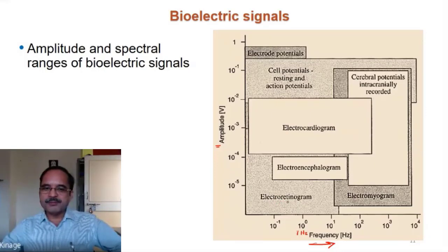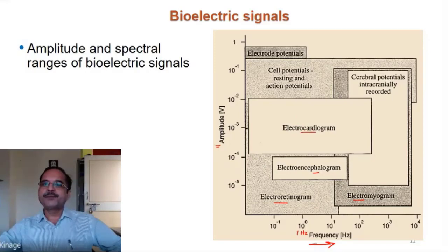Electroretinogram, that is related to the retina of our eyes. Electromyogram, that is related to the muscles activity. Electroencephalogram, related to the brain. Electrocardiogram, related to the heart activity. Then cerebral potentials, intracranially recorded. This is again related to the brain.